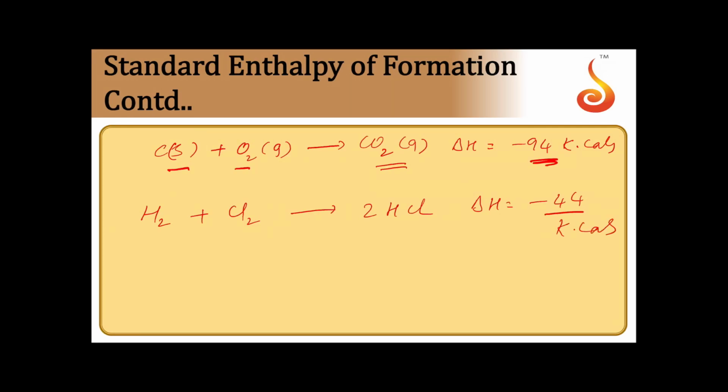This minus 44 kilocalories cannot be called the heat of formation of HCl because it is the heat of reaction. 2 moles of compound are being formed. We define enthalpy of formation as when 1 mole of compound is formed. So, the enthalpy of formation of HCl will be equal to minus 44 by 2, which is equal to minus 22 kilocalories. Therefore, this delta H value can be called the enthalpy of formation of HCl.